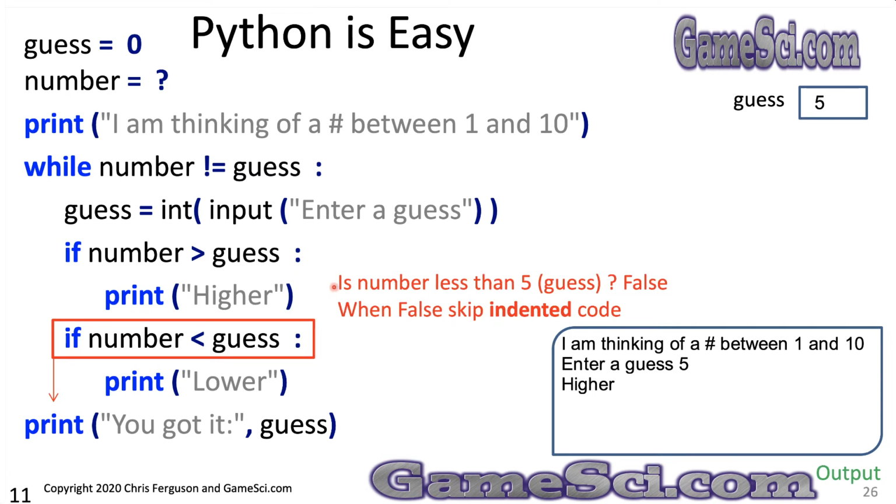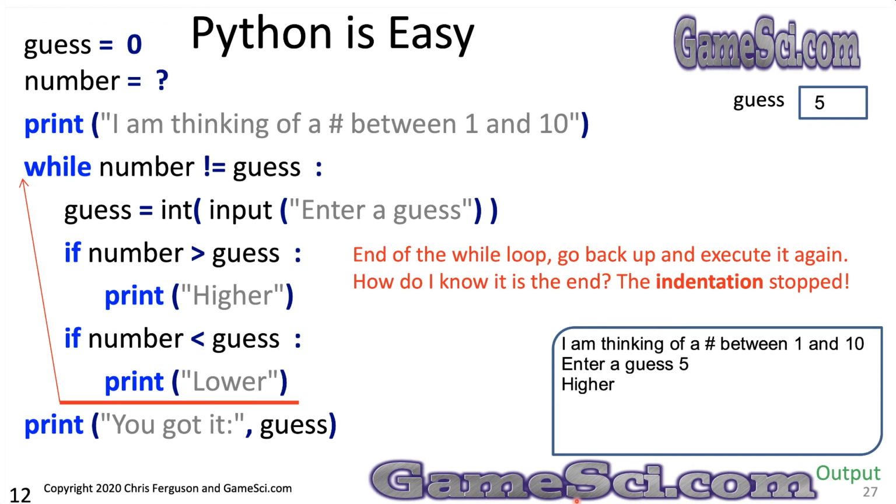Is number less than 5, which is the value in the variable guess? This is a false statement. When this statement is false, we skip the indented code. Remember, when it was true up here, we executed the print statement. When it's a false statement, number less than guess, we skip the print statement. The indentation is very important here. When something is true, we go inside the indented code and execute it. When something is false, we skip the indented code.